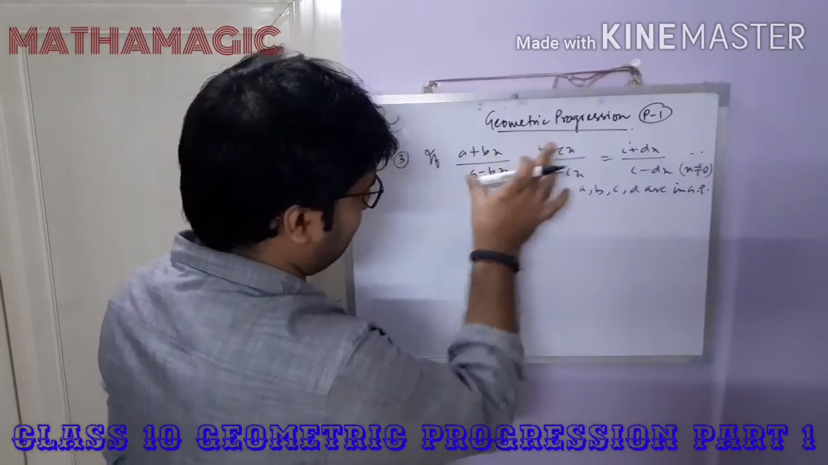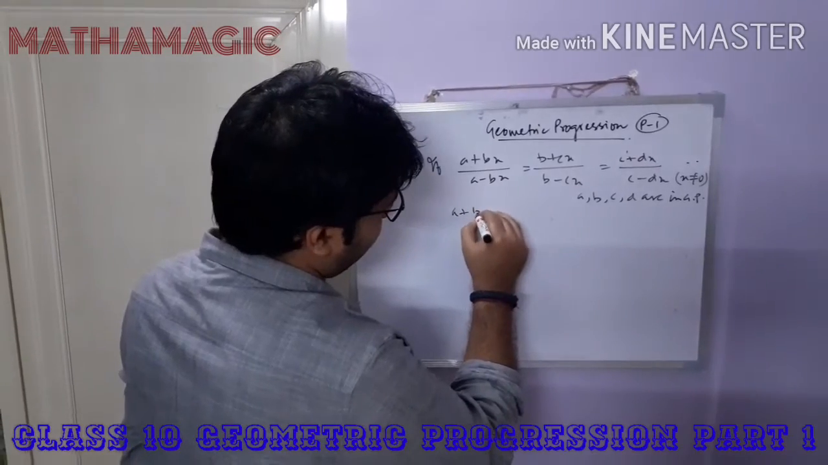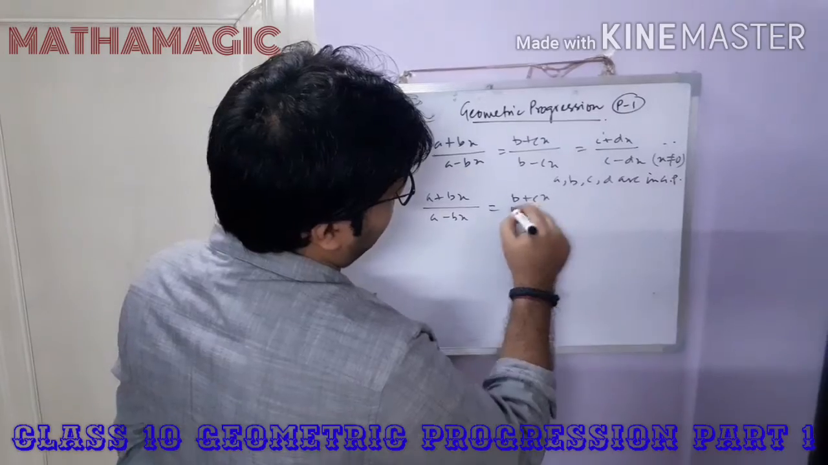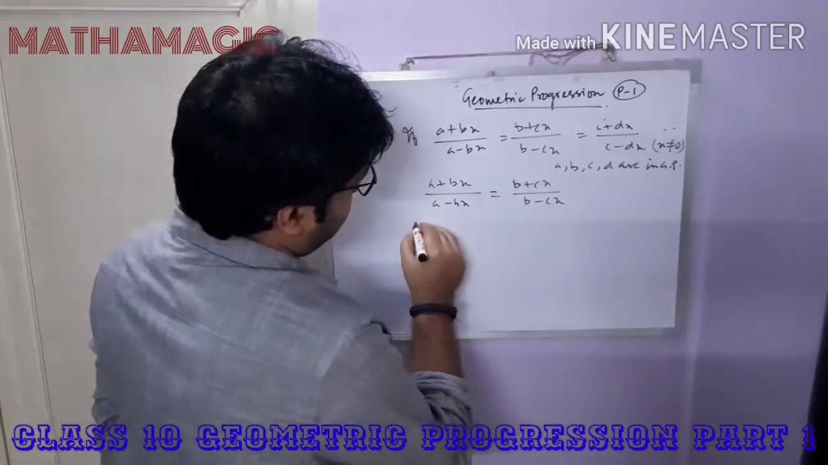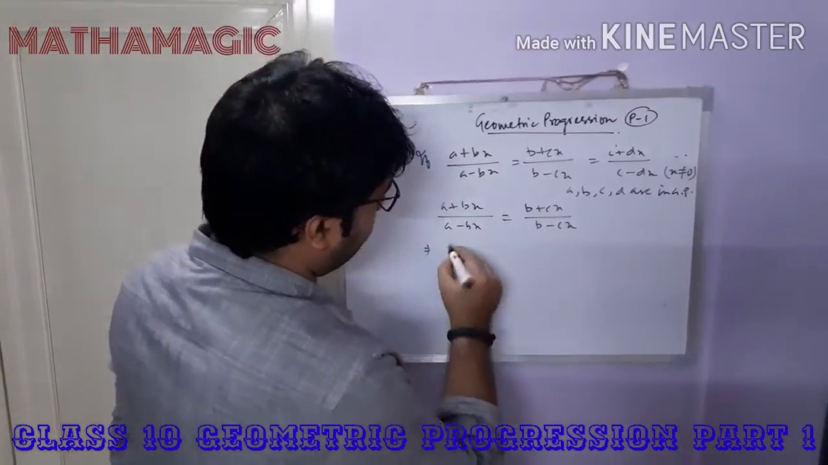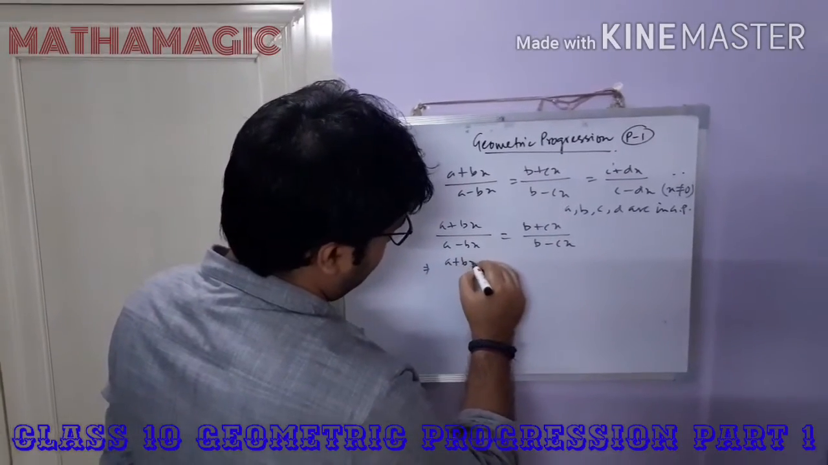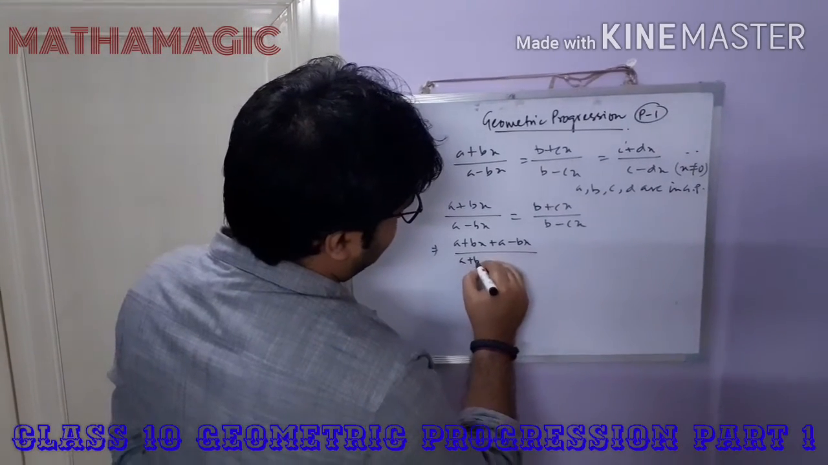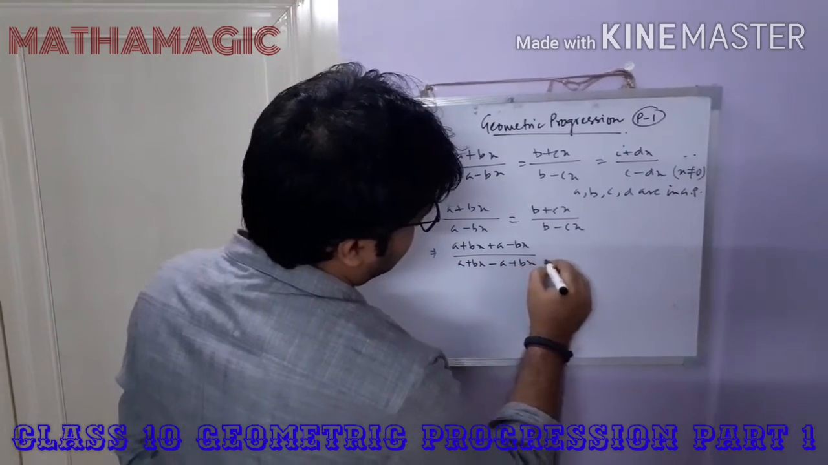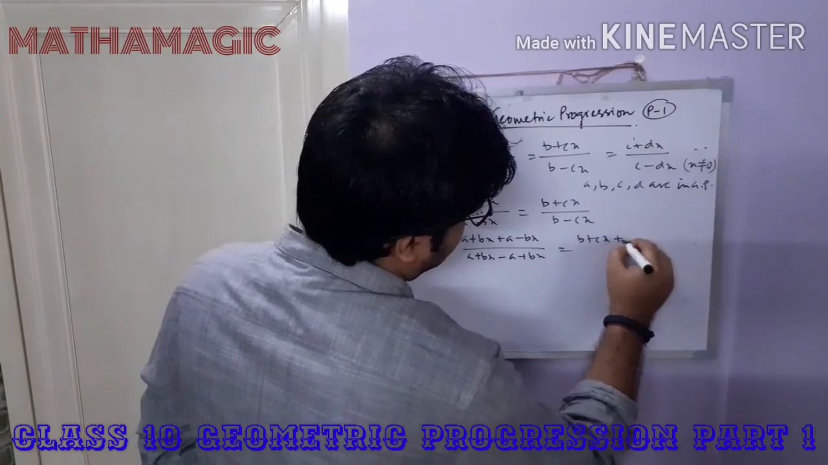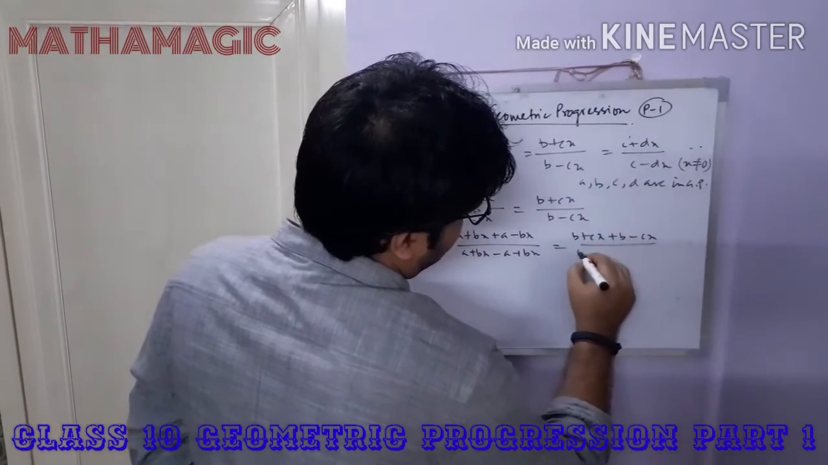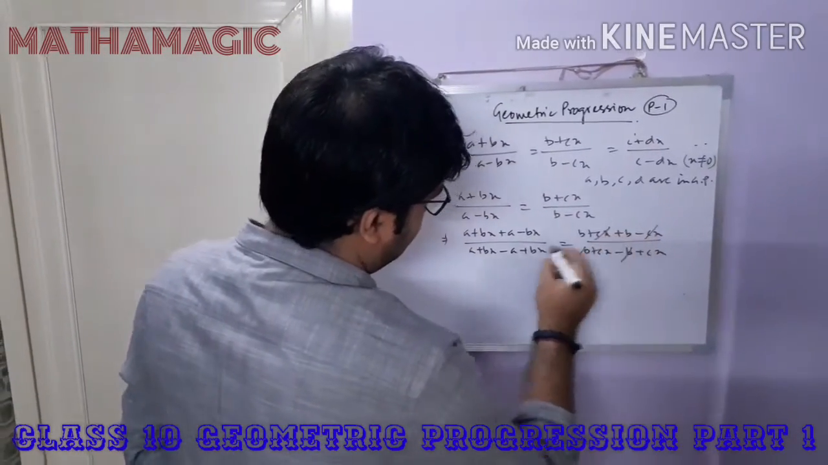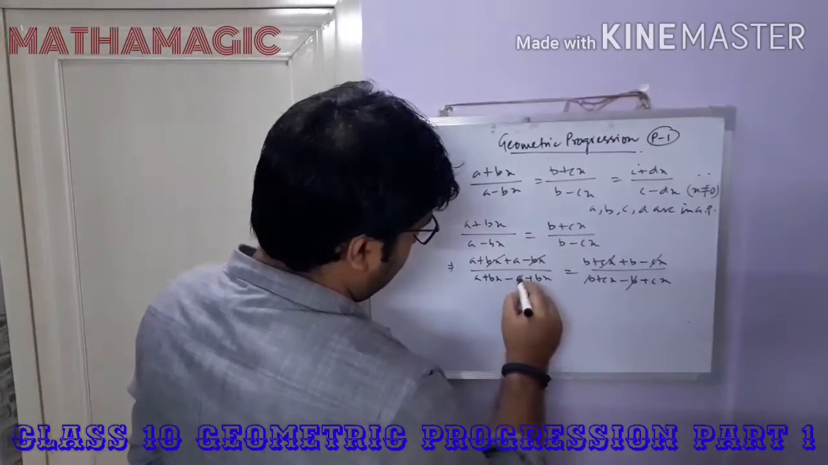First of all, we'll take these two ratios, that (a plus bx) divided by (a minus bx) equals (b plus cx) by (b minus cx). So we'll apply componendo and dividendo on both the sides. So (a plus bx plus a minus bx) divided by (a plus bx minus a plus bx). So it will be (b plus cx plus b minus cx) divided by (b plus cx minus b plus cx). Here bx gets cancelled, a gets cancelled, b gets cancelled, cx gets cancelled.